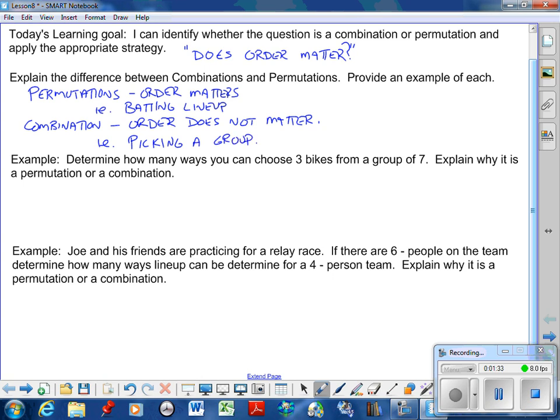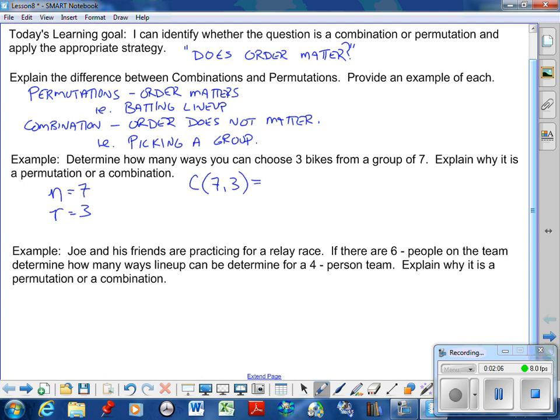So let's look at some of the examples here. Determine how many ways you can choose 3 bikes from a group of 7. Explain why it's a permutation or a combination. I'm going to do that orally, and you can sketch down the why. We already know our N and R: N is 7, R is 3. So it comes down to, is this a combination or a permutation? This particular question is a combination.